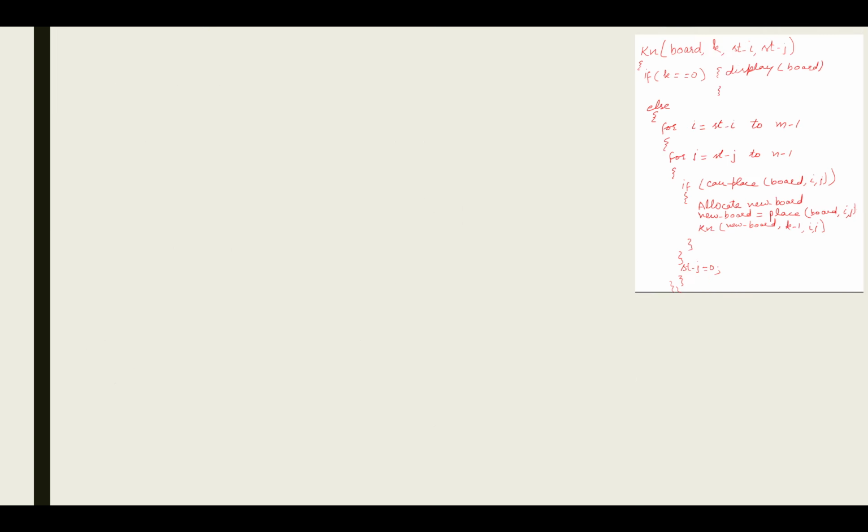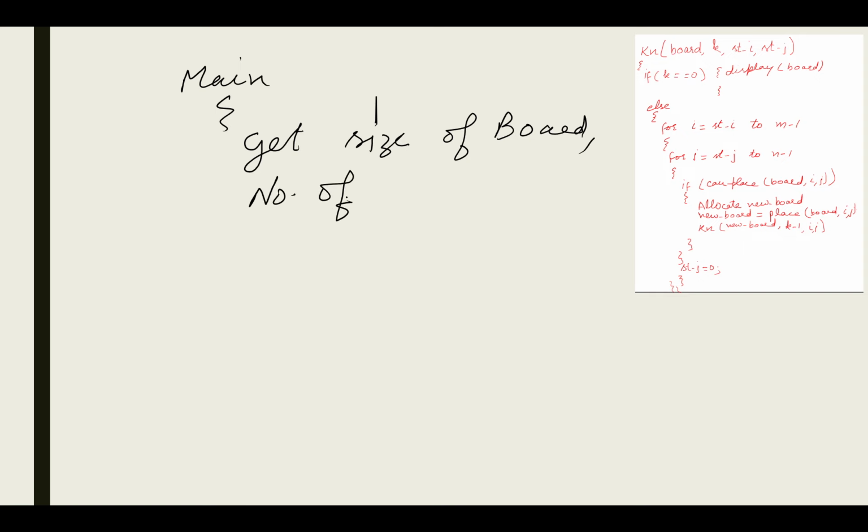So for effective implementation, what you need to do is, in the main function, get the size of the board. Initially you can use a smaller board to test your function. Get the number of knights, and then call this function. It will display all the configurations. If you want to count, you can put a count here, and this way you can also count the number of configurations.